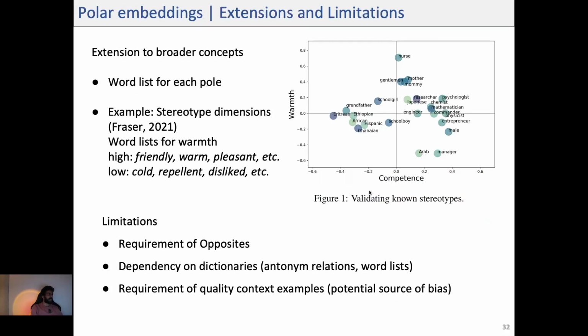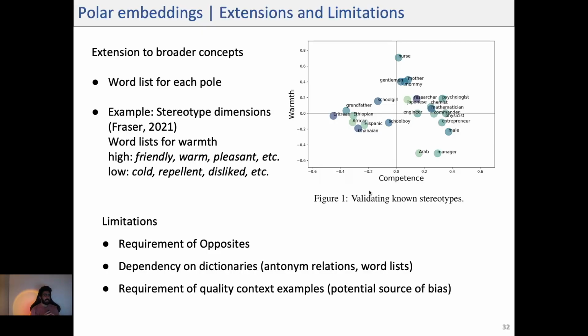We've now seen how polar embeddings allow us to map meaning onto interpretable axes like good, bad, strong, weak. But what if we want to scale this idea up to more abstract or social concepts? That's what this slide is about: extending polar embeddings to broader semantic dimensions. So take the example on the left.